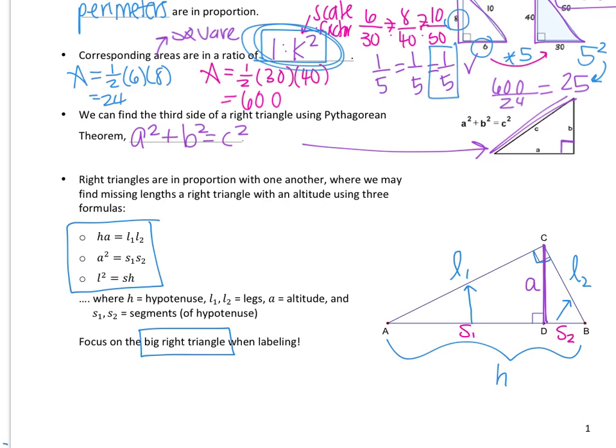So again, we can use these 3 formulas to help us find any of these missing pieces on the right-hand side. We may have to use them in conjunction with the Pythagorean theorem, because sometimes they don't give us enough information initially. However, these 3 formulas come in handy whenever we see pictures of a right triangle with an altitude drawn.